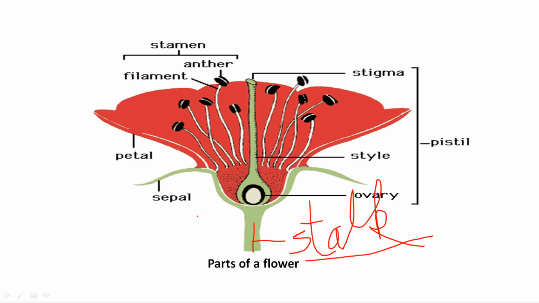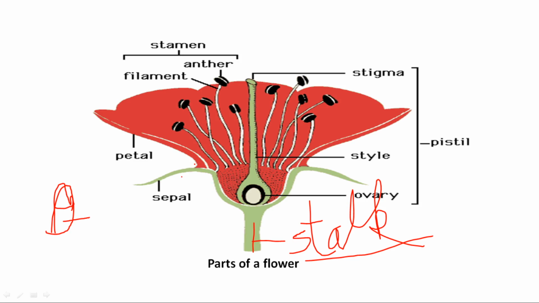Okay, so you have seen the bud. Most of the part of the bud is green, and that is known as sepal. When that bud converts into a flower, the sepal will be on the downside and it will hold the flower. Okay, this is sepal.